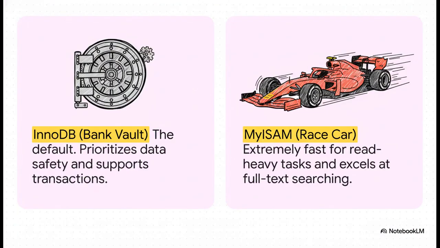First, you have InnoDB. It's the default for a reason. It's a bank vault. It's built for safety, for data integrity, and it's what makes those TCL transactions we talked about even possible. On the other side, you have MyISAM, which is a race car. It is blazingly fast for operations where you're mostly just reading data, like for a blog or a product catalog, and it's a champion at full-text search. The choice used to be a really stark trade-off, but modern InnoDB has gotten so fast that for most apps, its safety features make it the clear winner. But, for those niche, high-read situations, MyISAM can still be a really powerful tool.